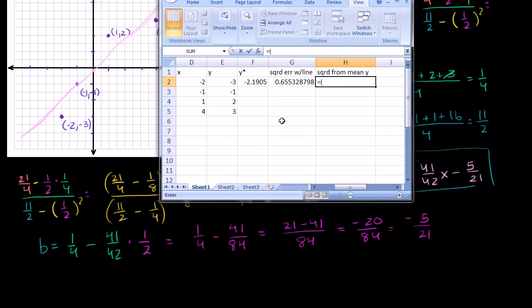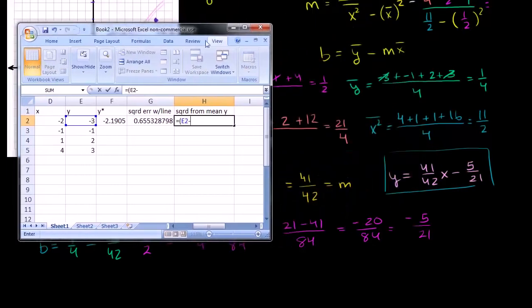And then the next thing we want to do is the squared distance. So this is equal to the squared distance of our y value from the y's mean. So what's the mean of the y's? Mean of the y's is 1/4. So minus 0.25, which is the same thing as 1/4. And we also want to square that.